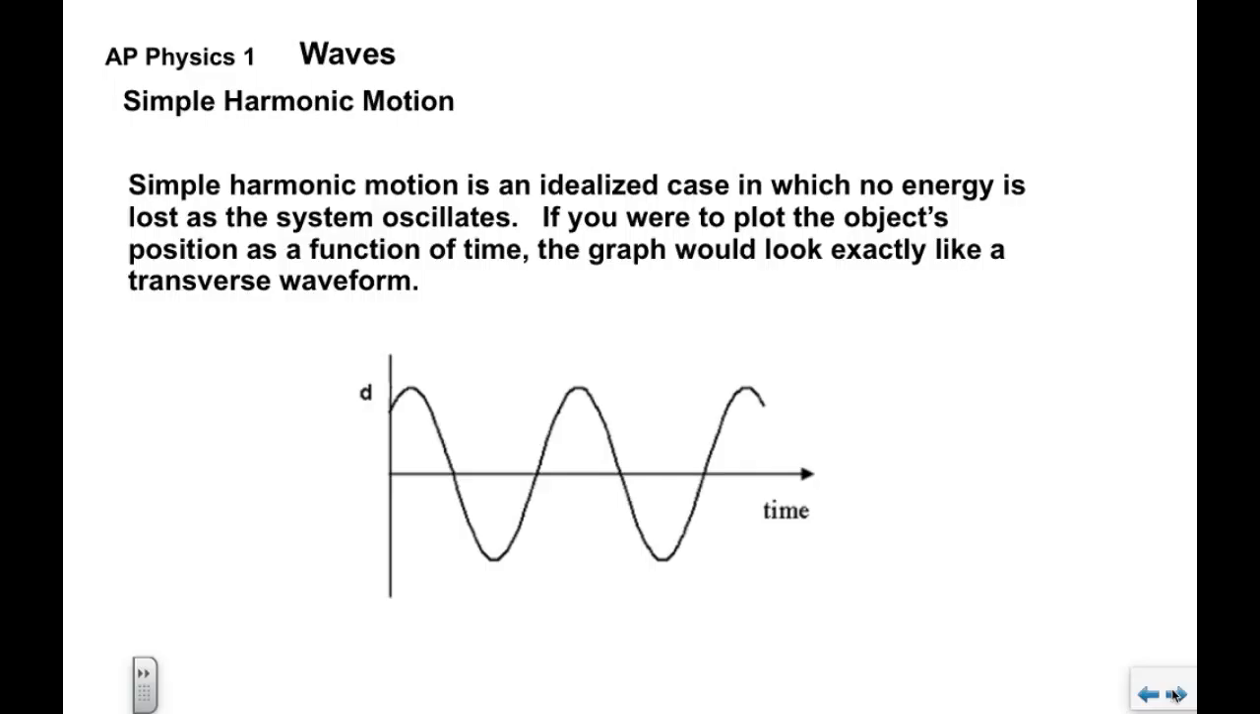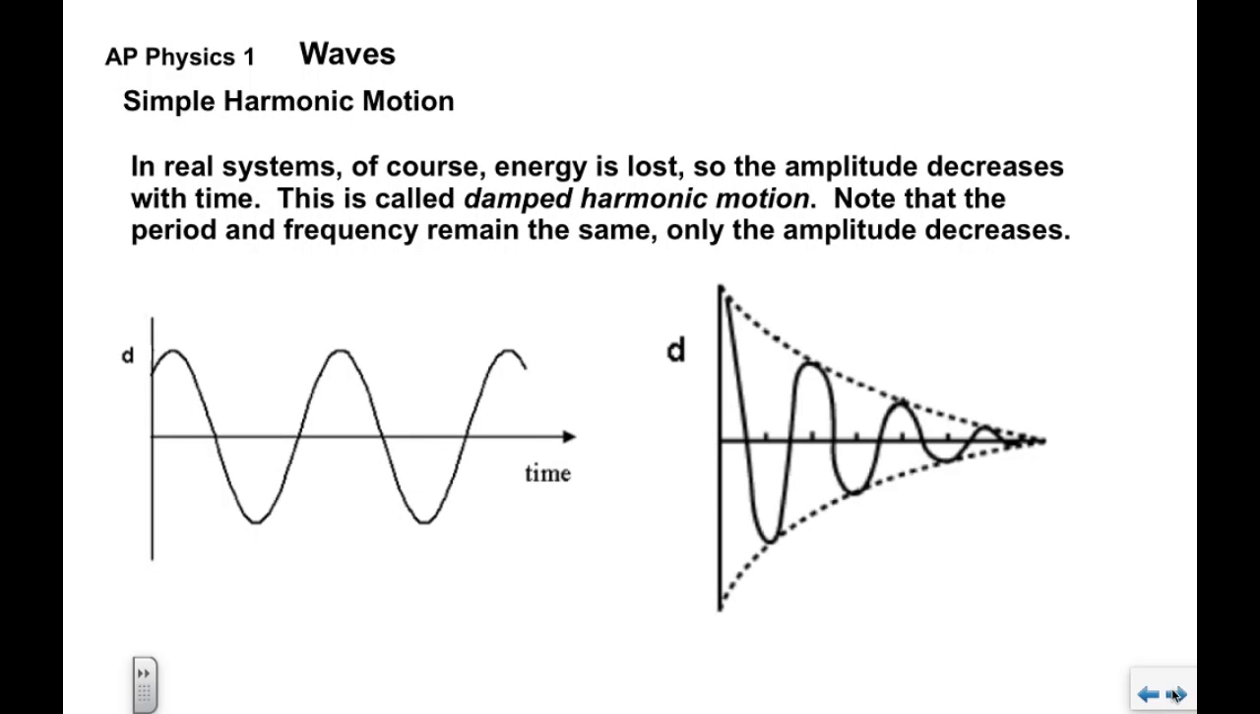Now, if we idealize simple harmonic motion in which no energy is lost, if you plot the object's position as a function of time, the graph would look just like a transverse waveform. It would be a perfect sine curve. In reality, energy is lost, so the amplitude decreases with time with each successive cycle. This is called damped harmonic motion. Again, the period and the frequency remain the same, but the amplitude decreases. You might recognize these curves as exponential decay.